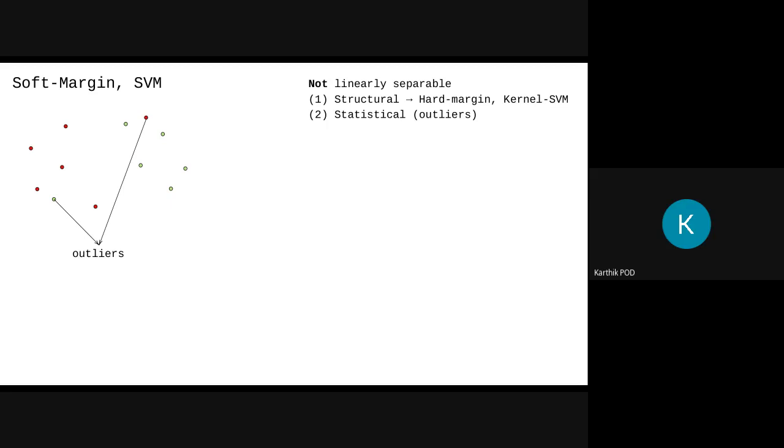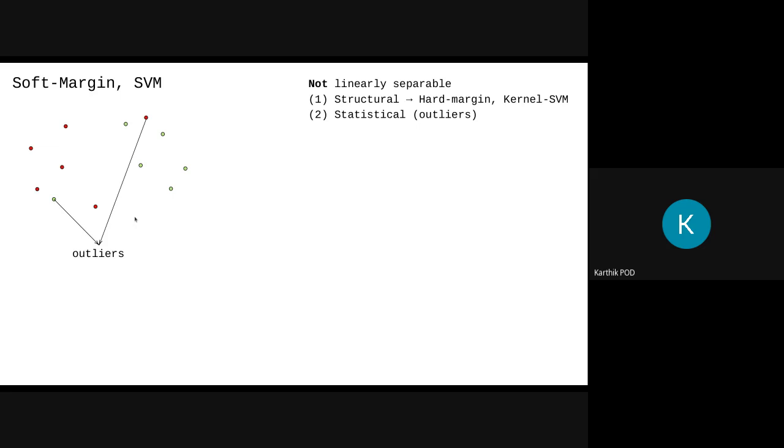The structural nonlinearity is one you can solve using kernels. We have been seeing kernels from week 1, week 2, so you can use what is called the hard margin kernel SVM. Using the kernel trick, you can solve that. But there are statistical nonlinearities, which are because of outliers. So for example, you have a data set like this. This is not linearly separable in the second sense. You can't find a line which will separate them no matter how hard you try. So there is no point in using any kernel.